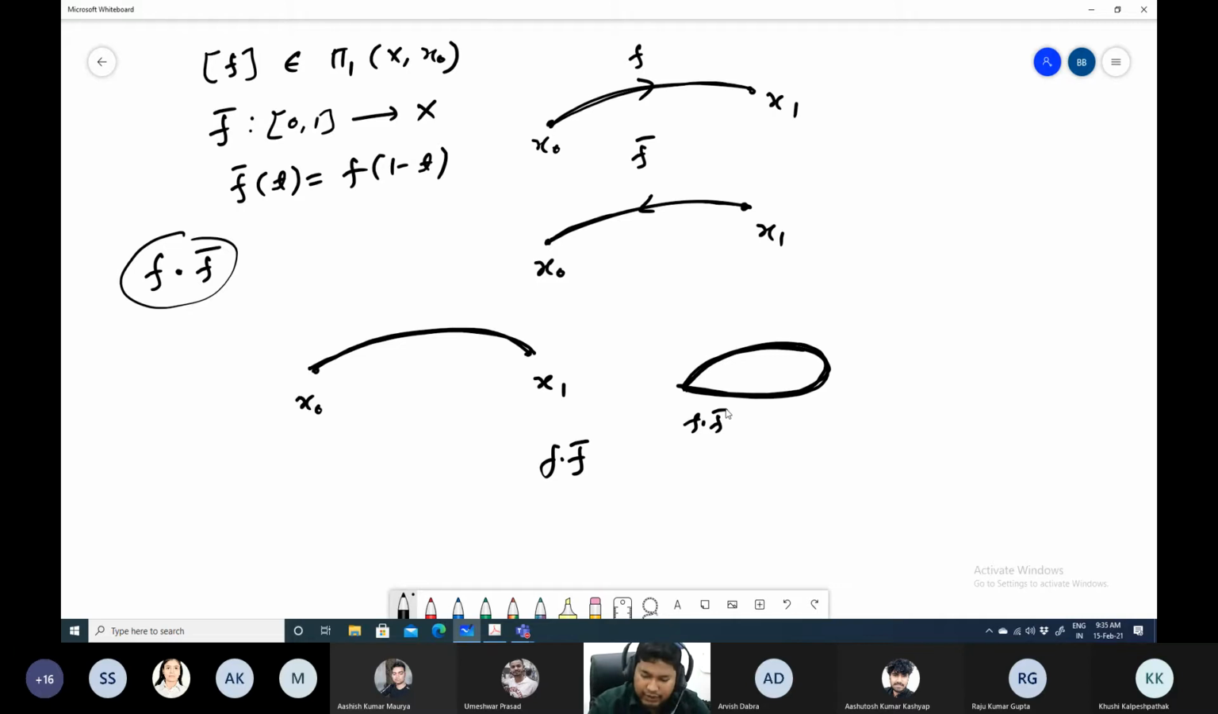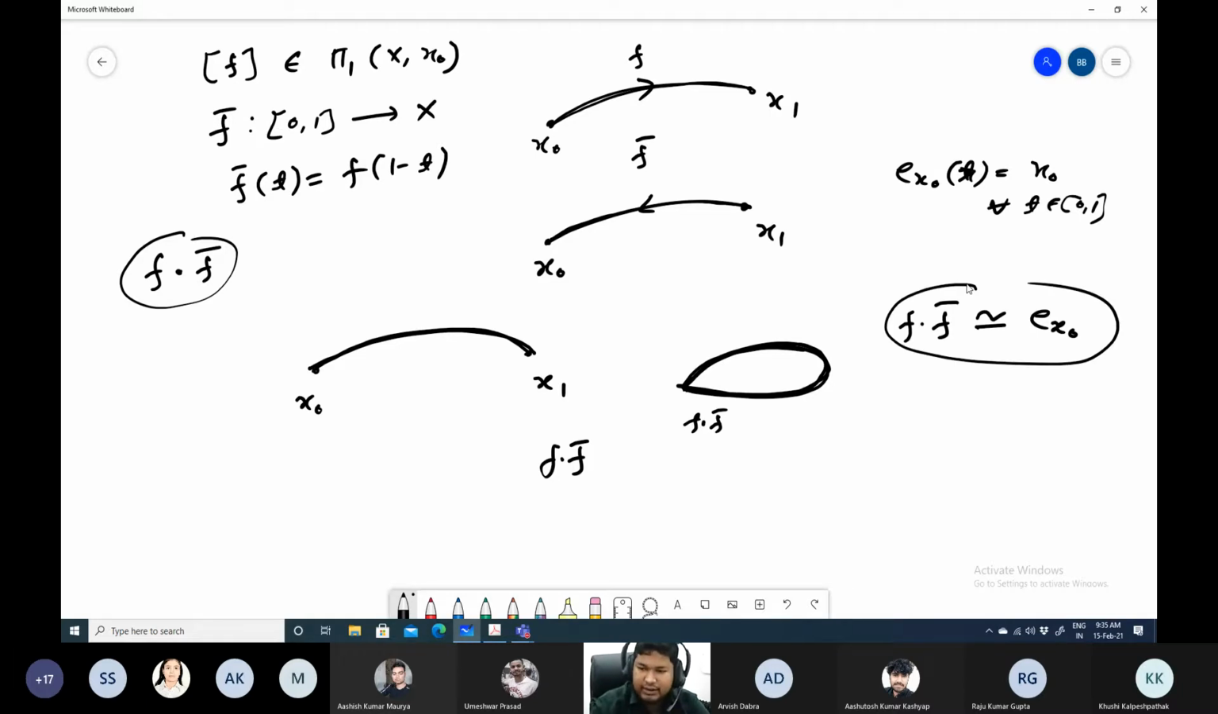Now what do we need to prove? We need to prove that f dot f bar is homotopic to the constant path e_x0. e_x0 means it is not moving anywhere, so it is just a constant path. e_x0(t) is always x0 for all t belonging to [0,1]. So how do we define such a path homotopy?